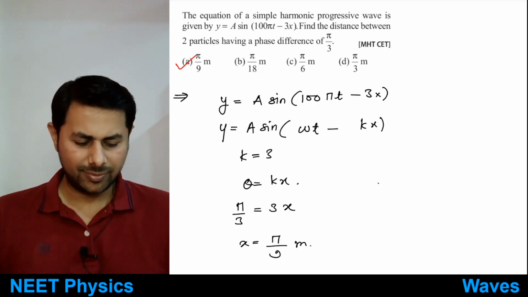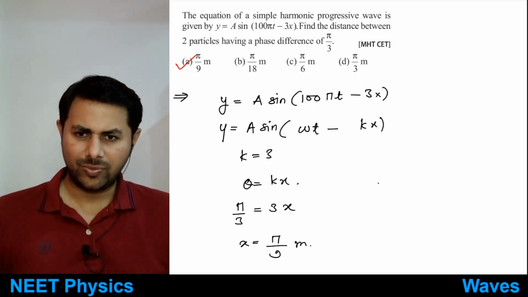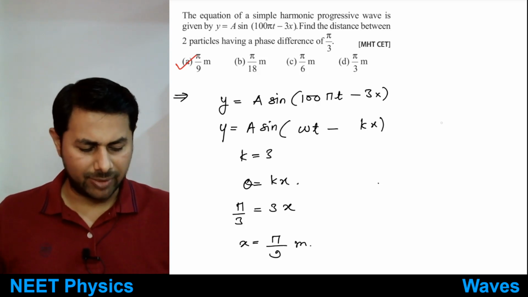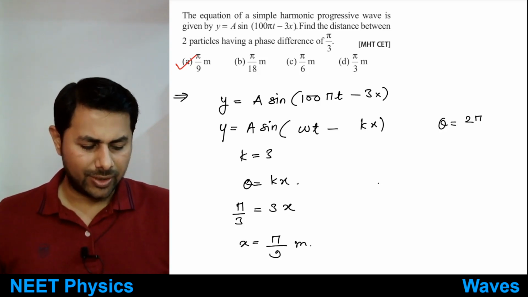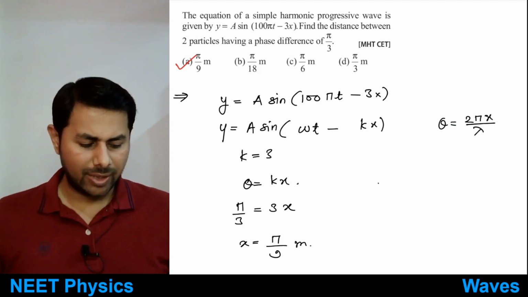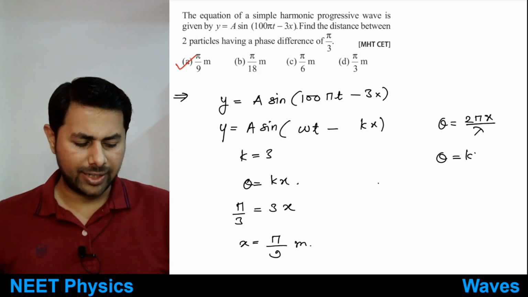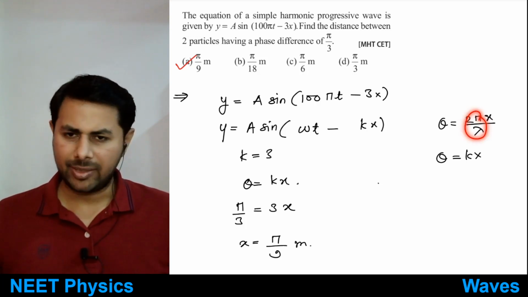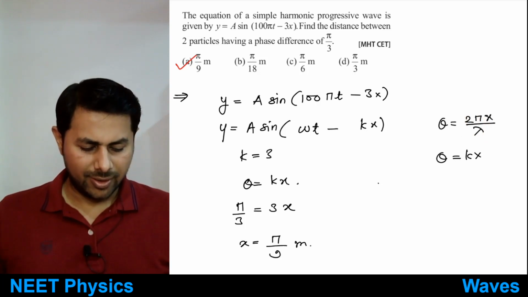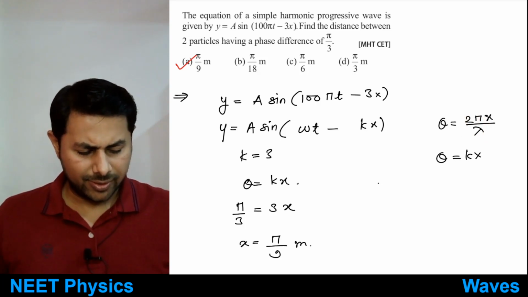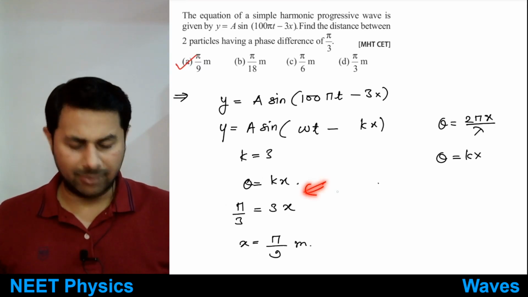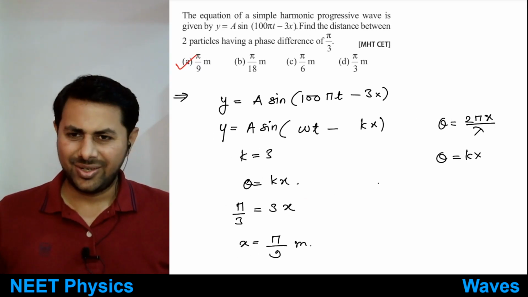Yes, no. Okay, there is no need to find out lambda, and use this formula: theta is equal to 2 pi x by lambda. What we can do is just use theta equals kx, because 2 pi by lambda is just k. Okay, all right, and it will save us some time too, right? Okay, let's see the next one.